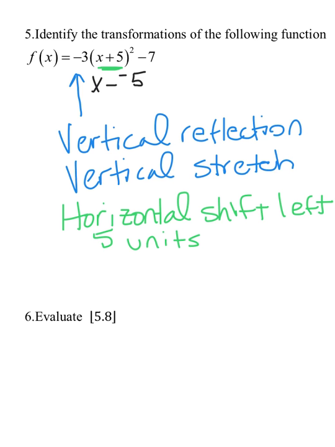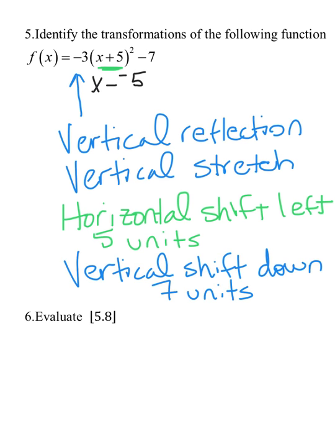Now for the last transformation, we have -7. This is going to be a vertical shift down 7 units. All right, let's review one more time. The first thing we see, this negative sign here, is a vertical reflection. The next thing we see, this 3, is a vertical stretch by 3.